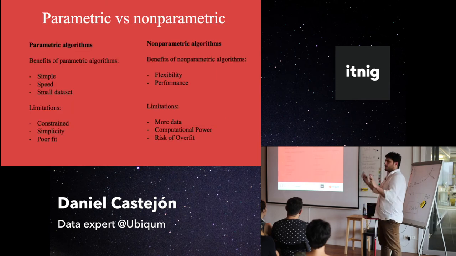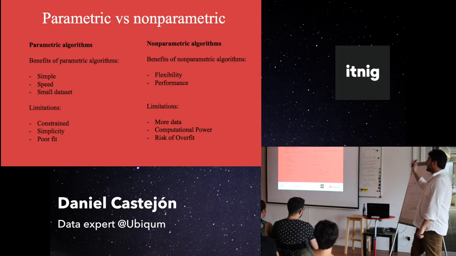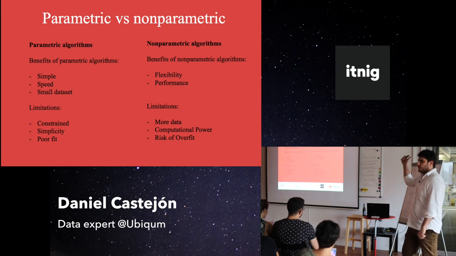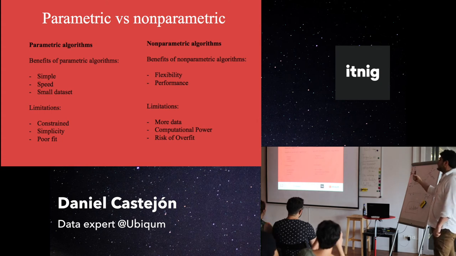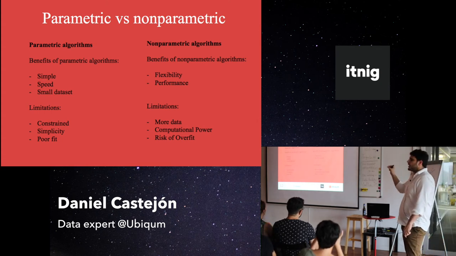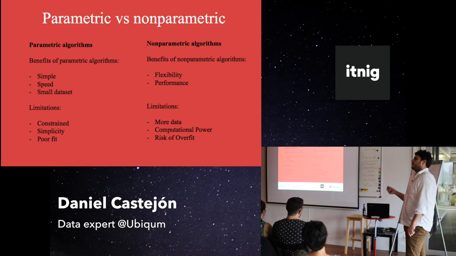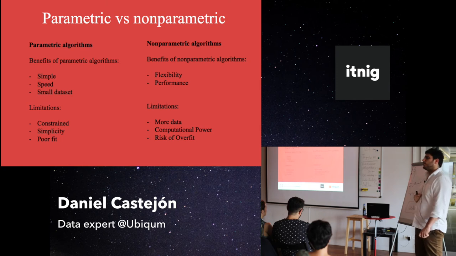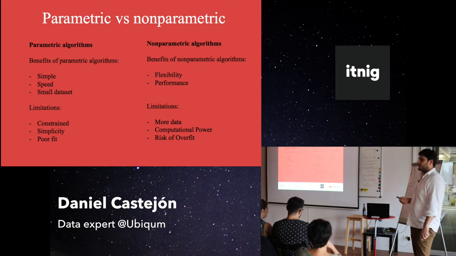So here you have a tiny chart comparing both methods, okay? I said almost everything, but it's good to go through them. So parametric algorithms are simpler to understand, faster to build, of course, and you can work with small data sets. Working with small data sets seems not beneficial, but hey, if you are doing experiments, you are probably happy not to test on 1,000 humans. You can test on 100 only.